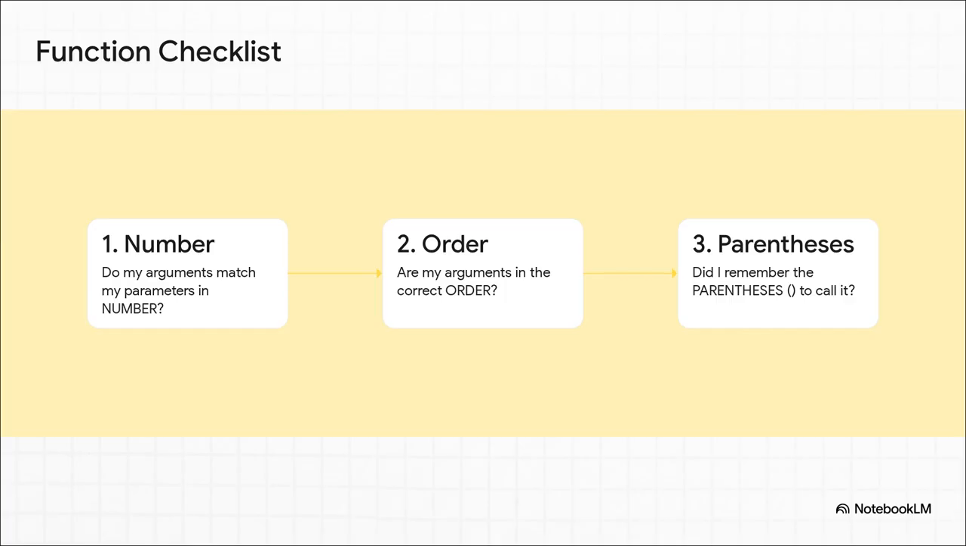It's super simple. Before you hit run, just do a quick mental check. 1, do I have the right number of arguments? 2, are they in the correct order? And 3, did I remember the parentheses to actually call the function? If you can say yes to all 3 of those, you're golden. Your code is going to work.